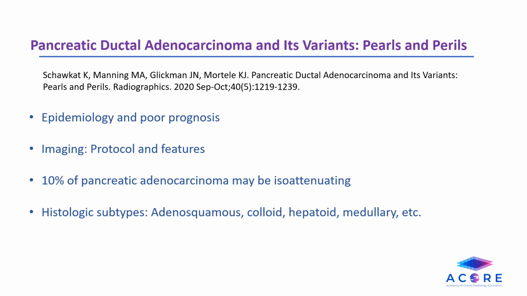10% of pancreatic adenocarcinoma may be isoattenuating to normal parenchyma, and indirect signs, such as ductal dilation, may be the only indication of a mass. The article briefly mentions the various histologic subtypes of pancreatic cancers, including adenosquamous, colloid, hepatoid, and medullary.